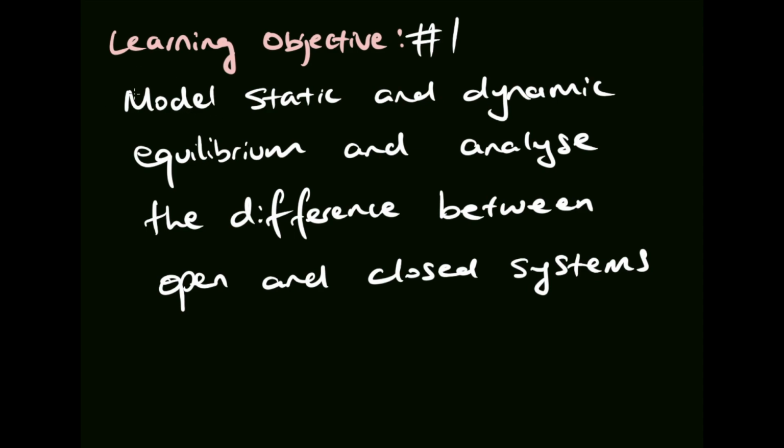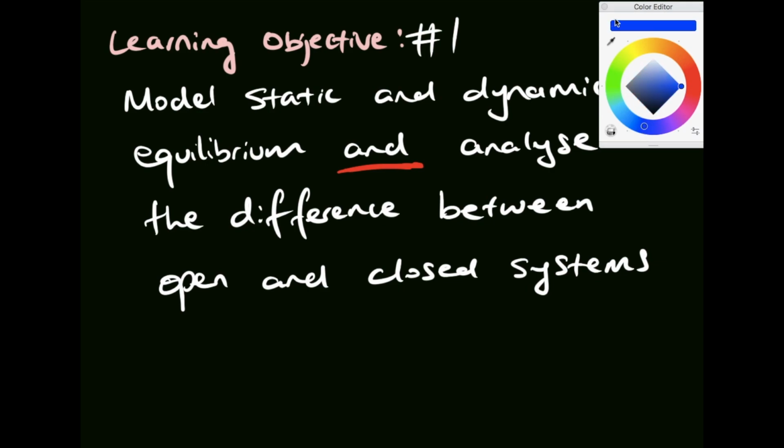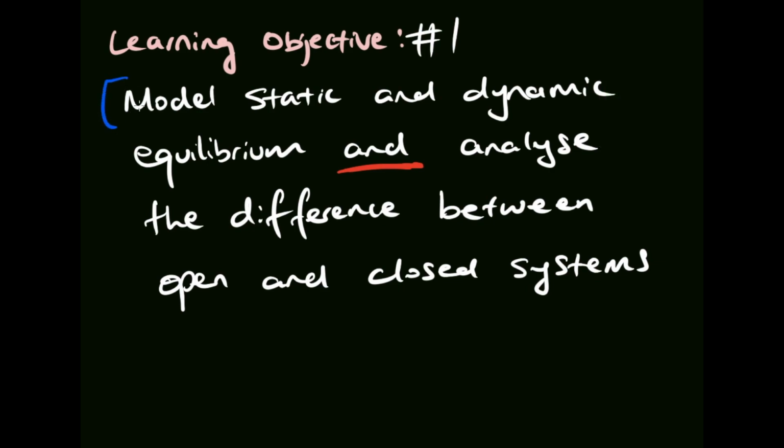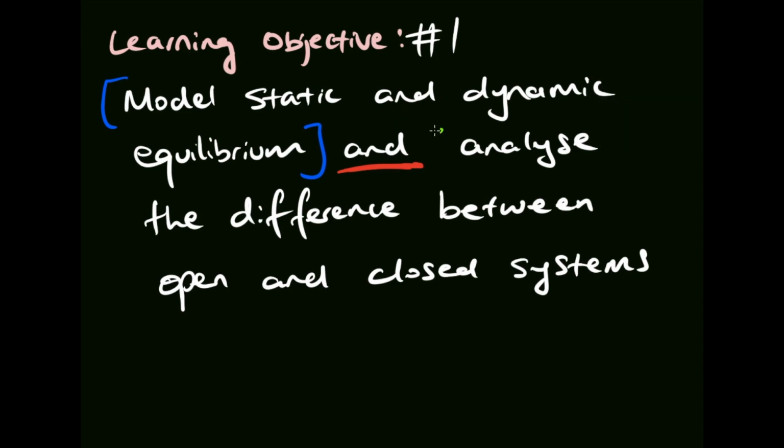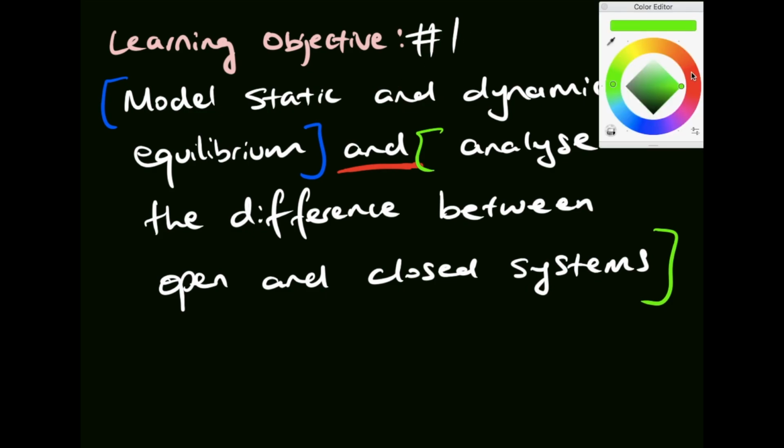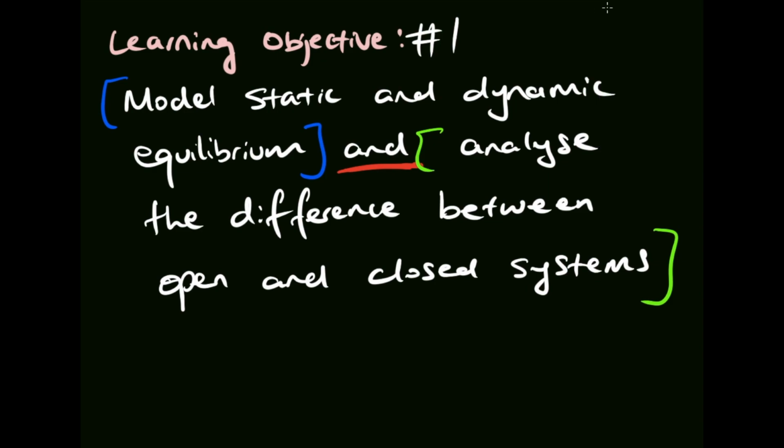So let's just break this down, right? Right off the bat I can see that there are at least 2 sections, just because of the word "and". If I can break this up into the relevant sections like this, it might make it easier. Then I'll probably underline the keywords. So: model static and dynamic equilibrium.